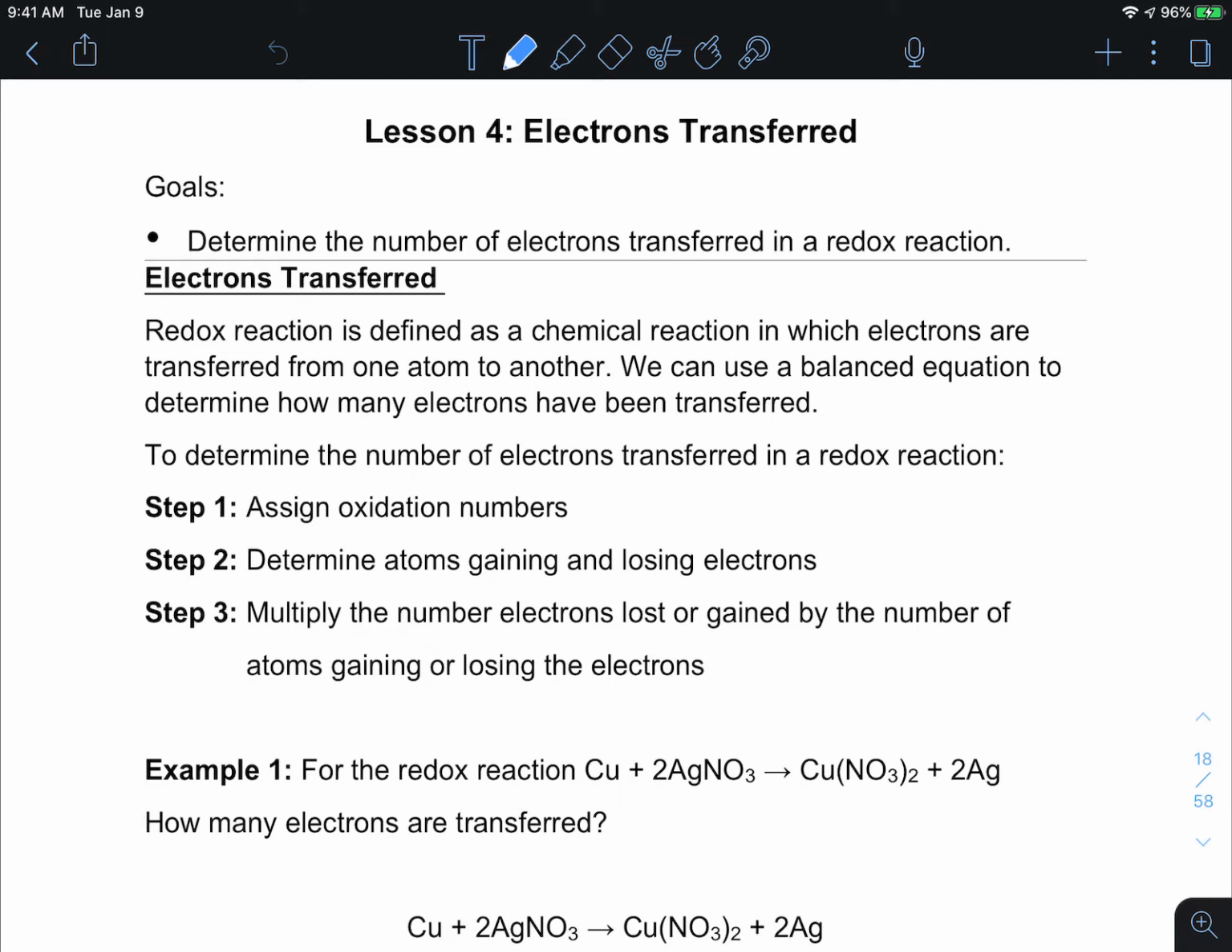Hello everyone, today we are talking about the electrons that are transferred in a redox reaction. This is a simple lesson about taking what we've learned about the oxidation and reduction of different elements in different redox reactions, taking those numbers and converting them into a look at how many electrons are actually being moved in a given reaction. This will inform us about things like the amount of current that is being produced by a chemical reaction.